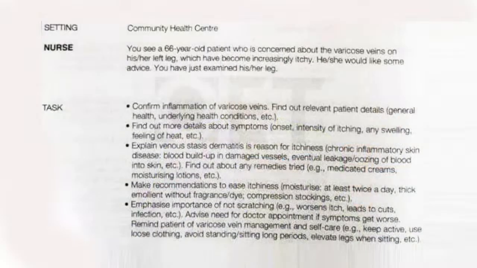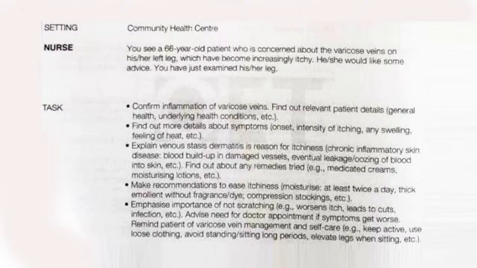Next one is to explain venous stasis dermatitis as the reason for itchiness. We can suppose the diagnosis as venous stasis dermatitis. That's a complex medical term, so you need to explain it in simple terms. It is given in the bracket: chronic inflammatory skin disease, building up of blood in damaged blood vessels, eventually leaking or oozing of blood into skin. This is how you need to simplify what venous stasis dermatitis is. For a lay person, it is very hard to understand what venous stasis dermatitis, VSD, is.